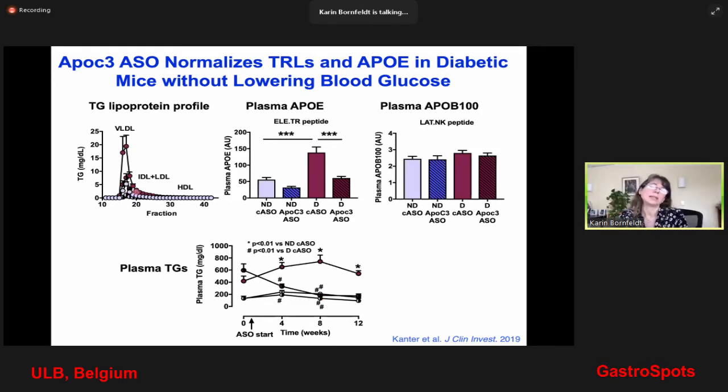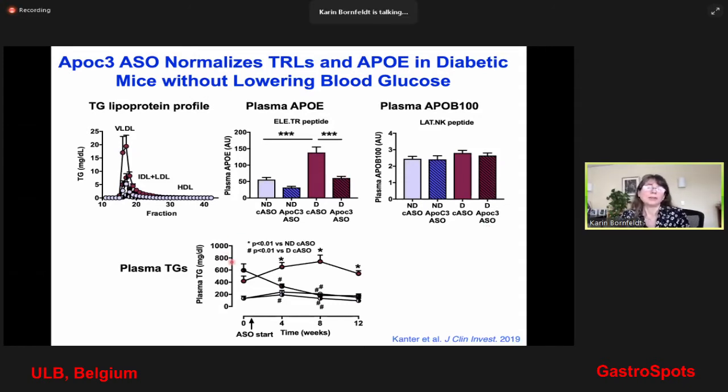And you can see here is a lipoprotein profile again, where the diabetic animals are on top here, treated with a control antisense. And these are the diabetic animals treated with the ApoC3 antisense. So reduced triglyceride levels in the VLDL peak. It also reduced plasma ApoE levels in the diabetic animals without affecting plasma ApoB100. And I showed you earlier that diabetes also does not really alter levels of plasma ApoB100.